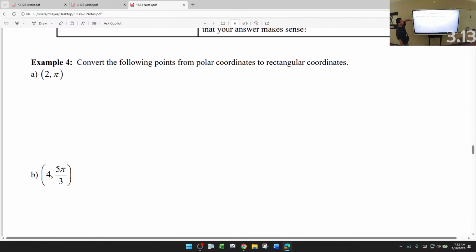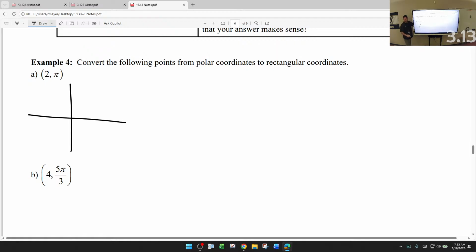Convert the following points from polar. I changed mine to vertical; yours are horizontal. I've got to convert this from polar to rectangular. The biggest hint I can give you is to draw it. Because if you don't draw it, you're going to mess up with a negative. You will. Okay? So, 2, pi.